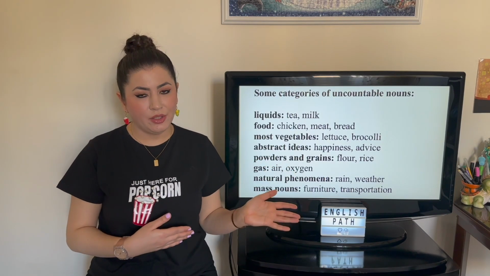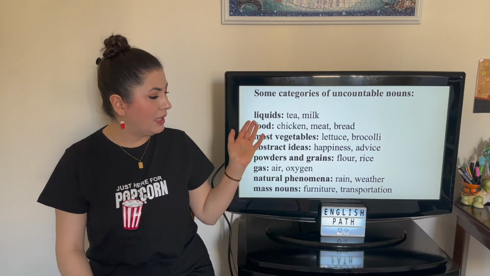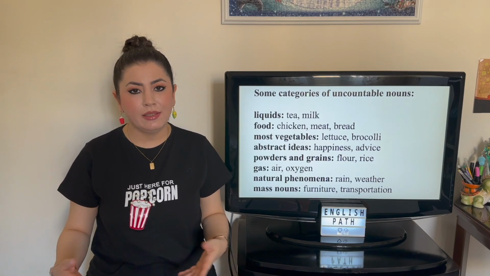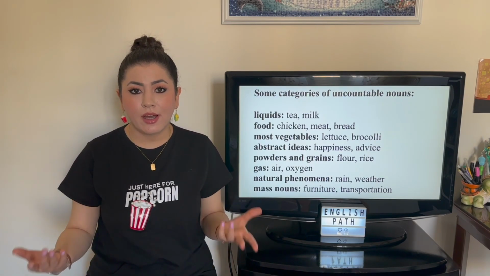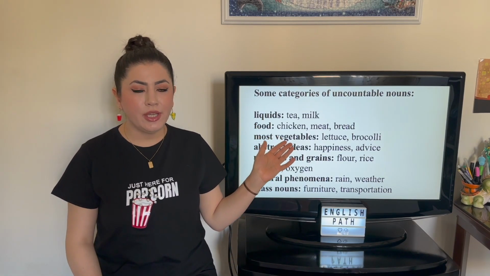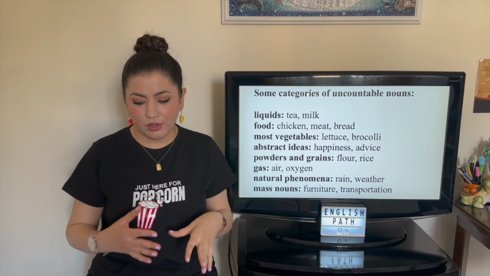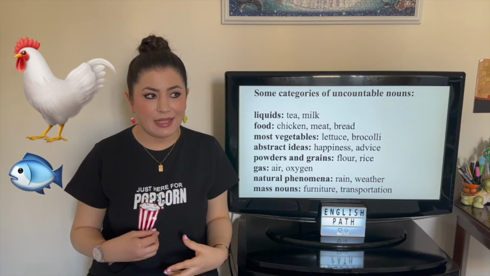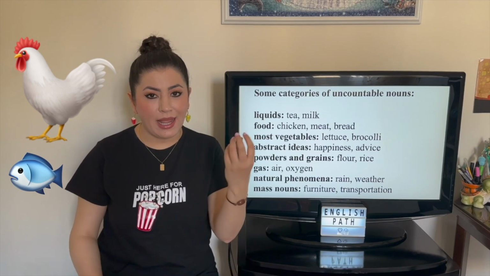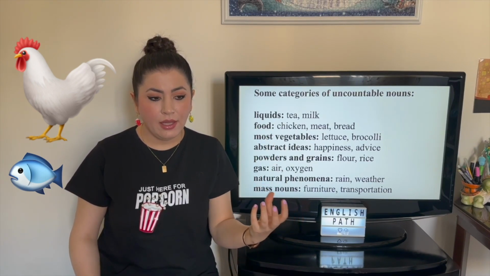Here are some categories of uncountable nouns. Liquids, tea, milk, fruit juice, water, coffee. Food, chicken, meat, bread. Now about chicken, if you're referring to chicken or fish as the animals that are animate, are alive, you can count them.